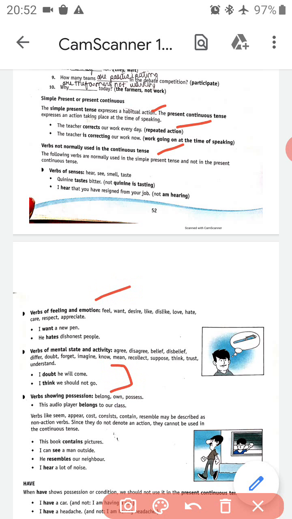Verbs like seem, appear, cause, consist, contain, resemble may be described as non-action verbs. Since they do not denote an action, they cannot be used in the continuous tense.